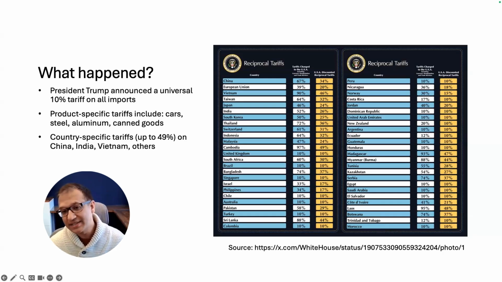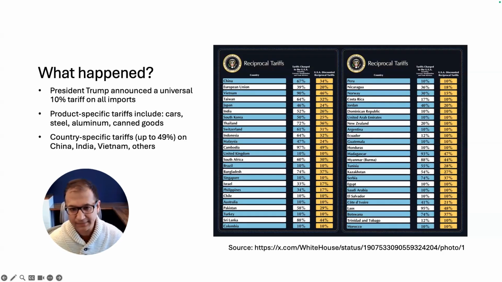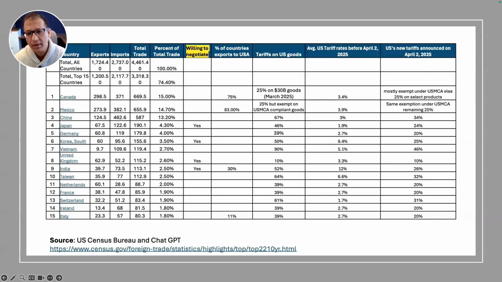And ultimately, what happens is these tariffs end up having a ripple effect through the supply chains, and that can impact consumer prices and businesses. But before I dive deeper into the impacts, let's step back and look at the raw numbers.